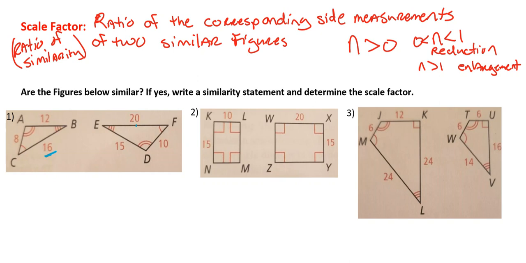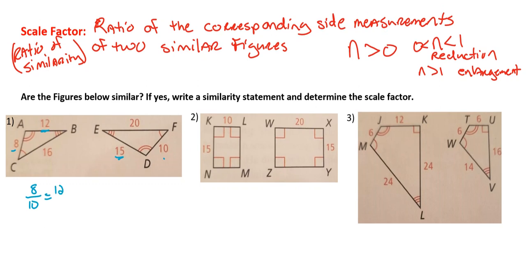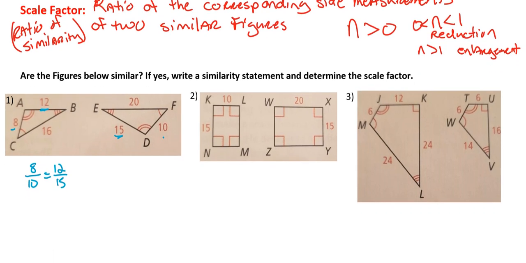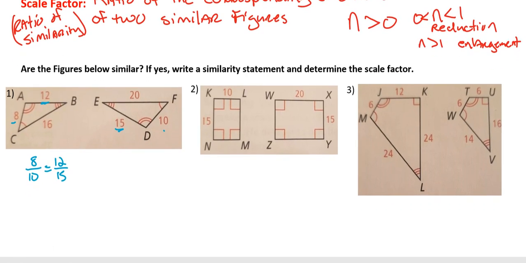I'm going to start with the smallest two. And if I take the smallest two from each triangle, that's going to mean I have 8 over here and then 10. So it will be 8 to 10. Now, because I put this one first, I would need to stick with that same order. Then I'm going to go middle, middle. So it would be 12 over 15. And then I'm going to go big, big. So for the big two, it would be 16 over 20.